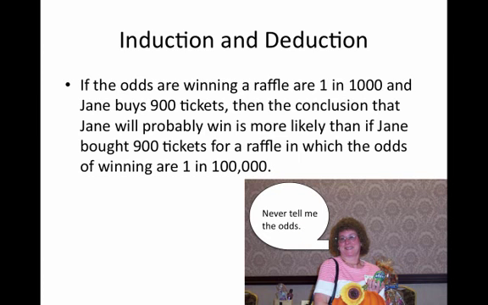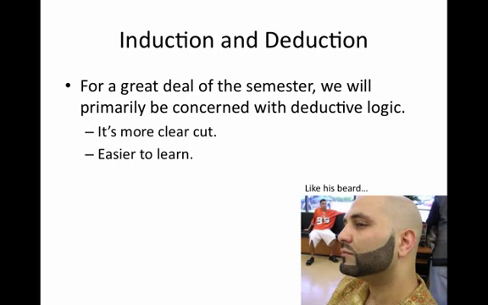But I should go back though. There are a lot of cases where you can't figure out the odds in this neat type of calculation that fits in an Excel file. For example, inducing that your girlfriend's going to break up with you from a body of evidence. You can't put a precise number to that, at least not with the tools we're learning this semester. All right. So, like I said, we're going to be primarily concerned with deductive logic. It's more clear cut. It's easier to learn. So we're just going to proceed with that.